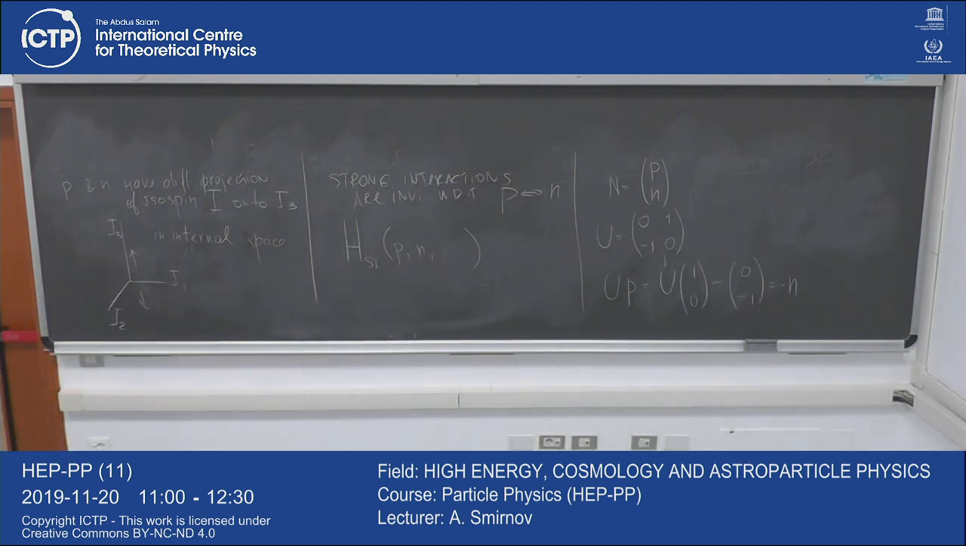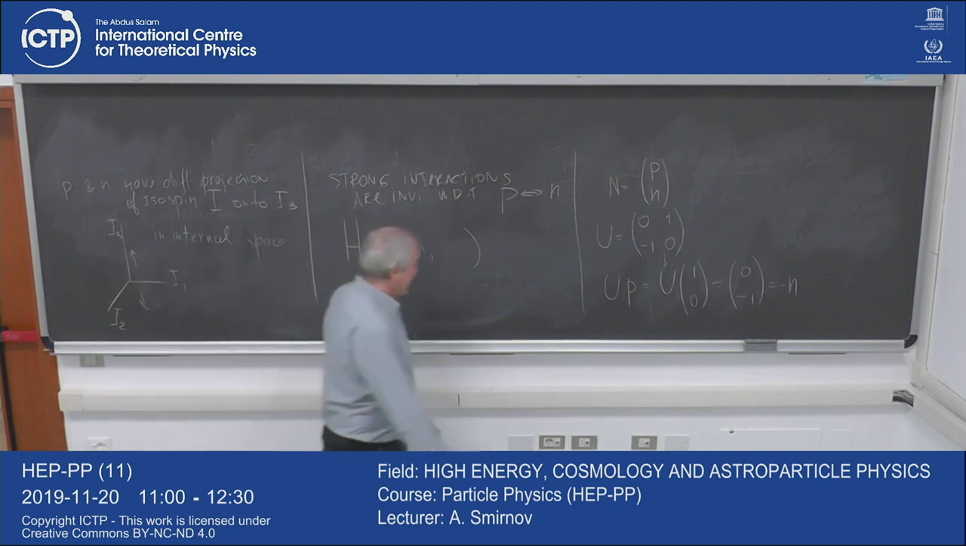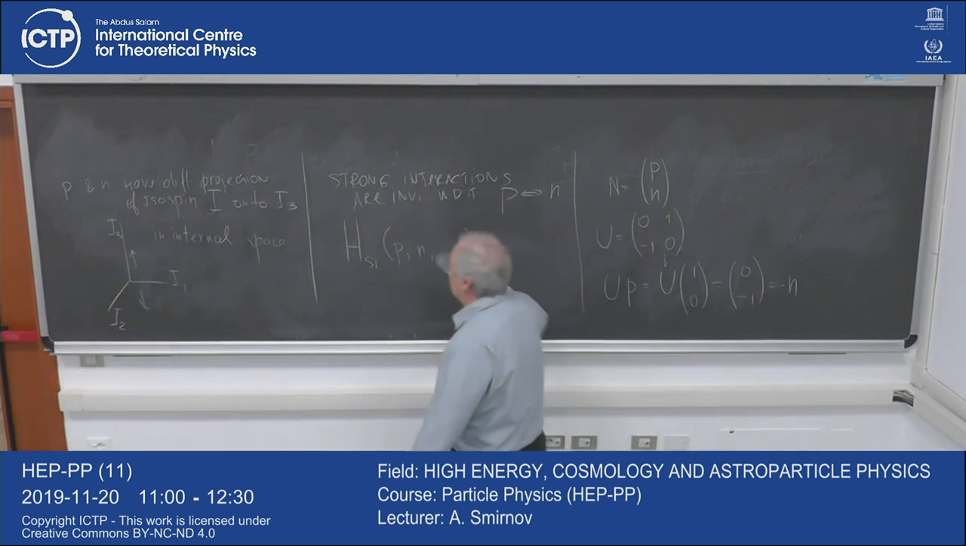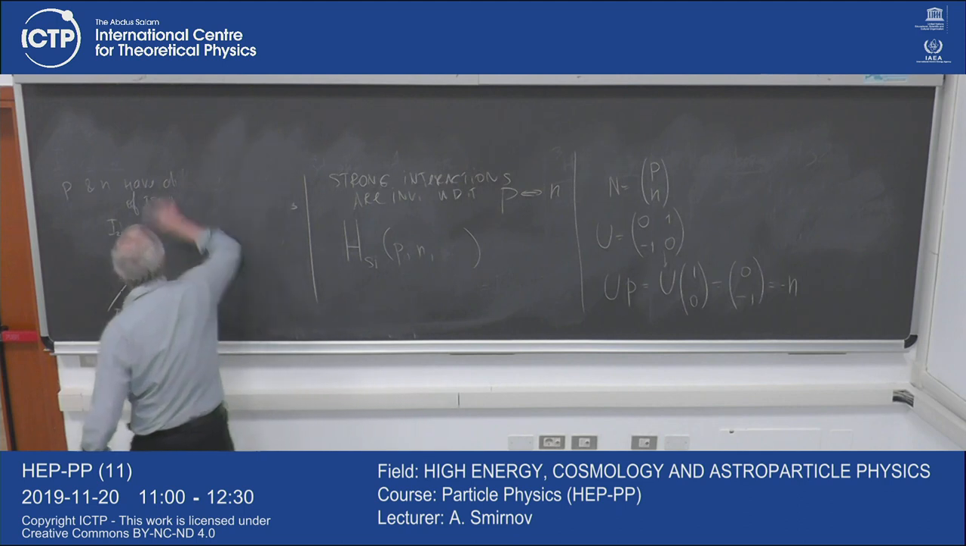So, to formulate the symmetry, I need to introduce a transformation, and then see how my Hamiltonian reacts to this transformation. If it is invariant, it doesn't change, or it changes. Symmetry means that my Hamiltonian, my Lagrangian or whatever it is, is invariant with respect to the transformation. So this is how we express the symmetry. Let me say a little bit more on this. What does it mean that a Hamiltonian is invariant?